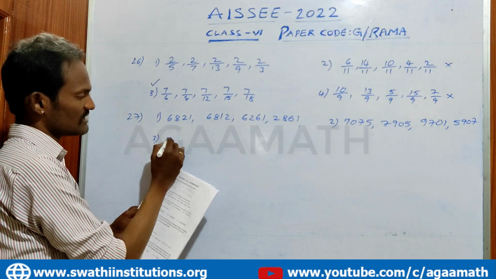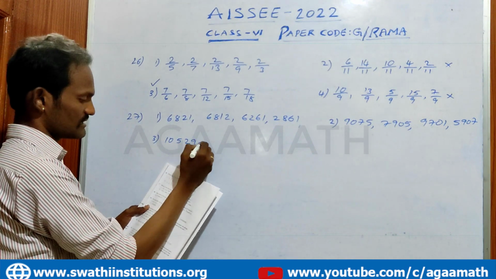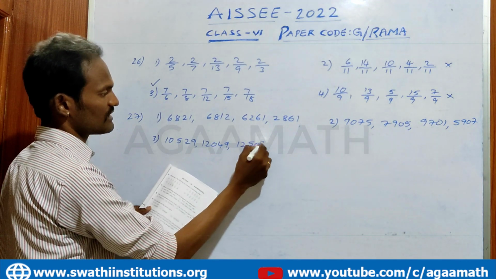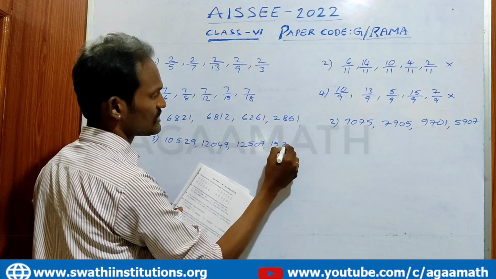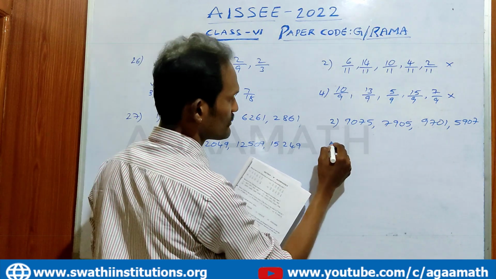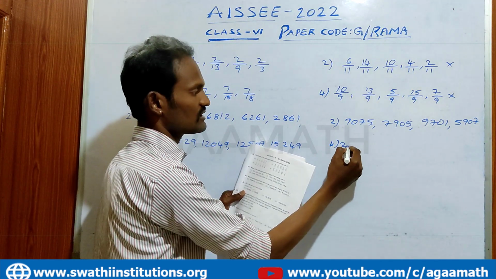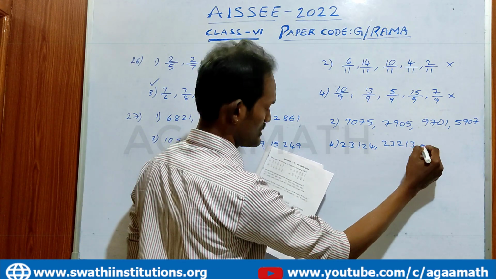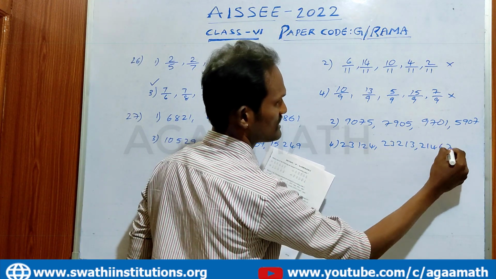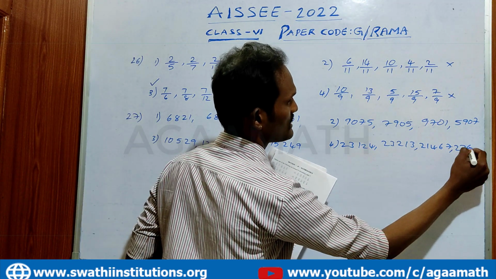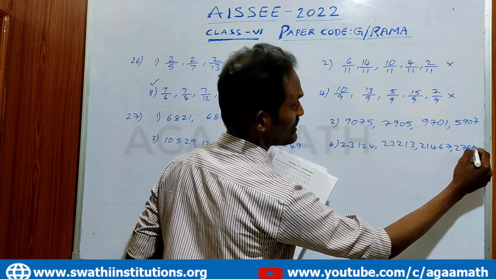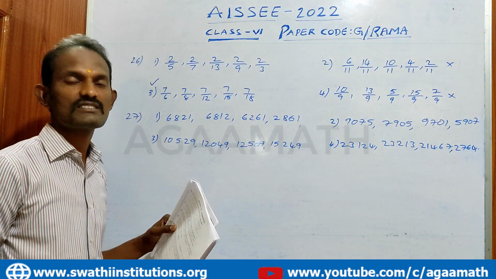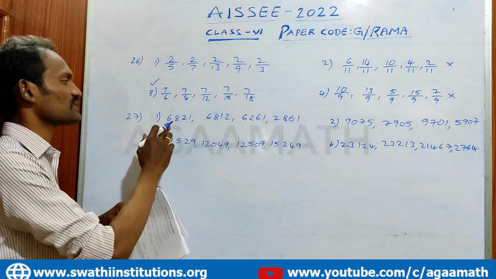Now let us see option 3. That is 10,529, 12,049, 12,509 and 15,249. Option 4 is 23,124, 23,213, 21,467 and 2,764. Now, ascending order means small to big. So which is small to big? Okay, 6.